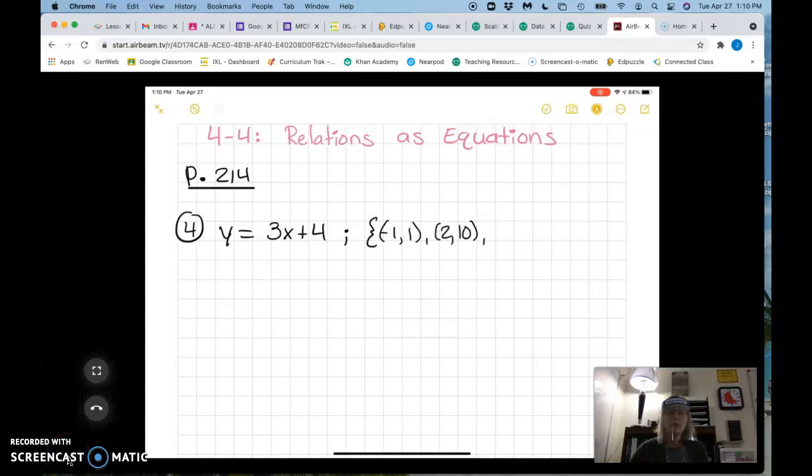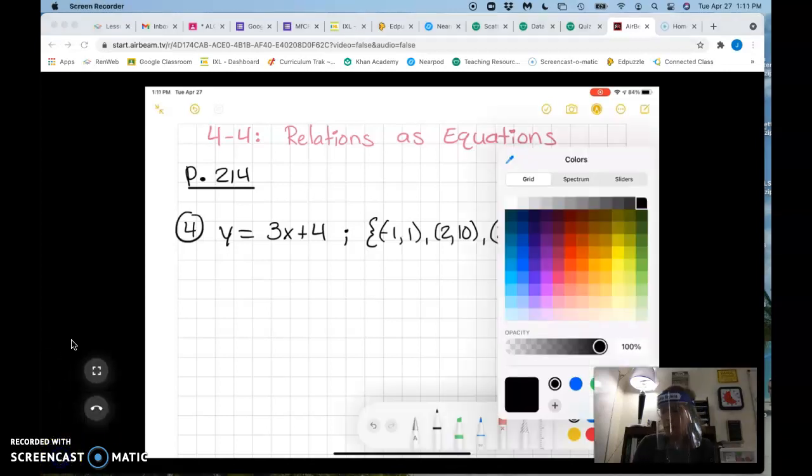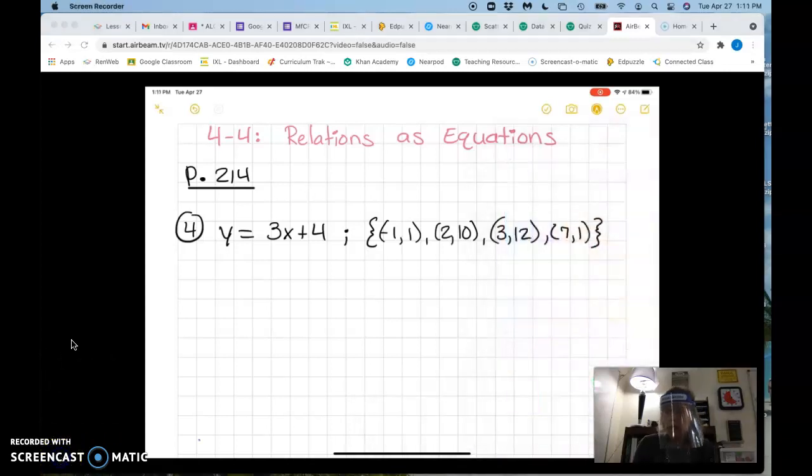All right, today we're starting section 4-4, which is relations as equations. So copy this example down. I'm not quite done writing it. And then we're going to do it together. Okay, so here's the rest of it. And the directions say, find the solution set for each equation given the replacement set.